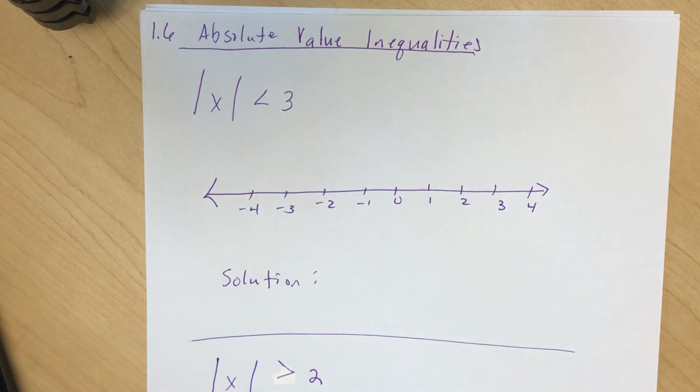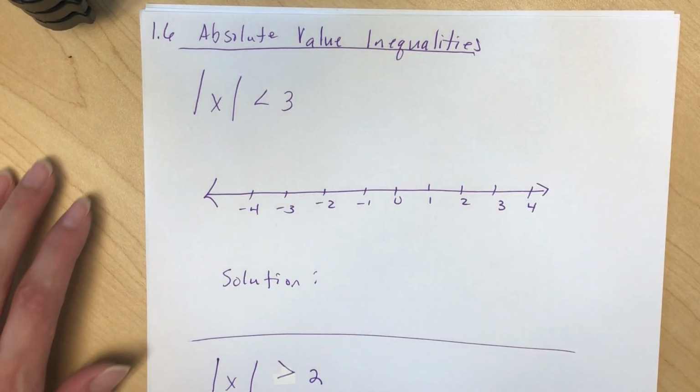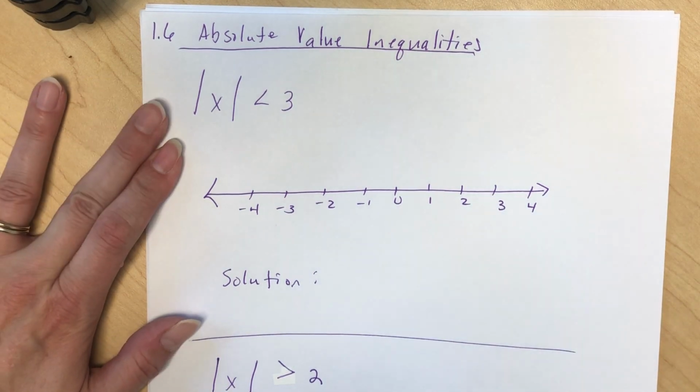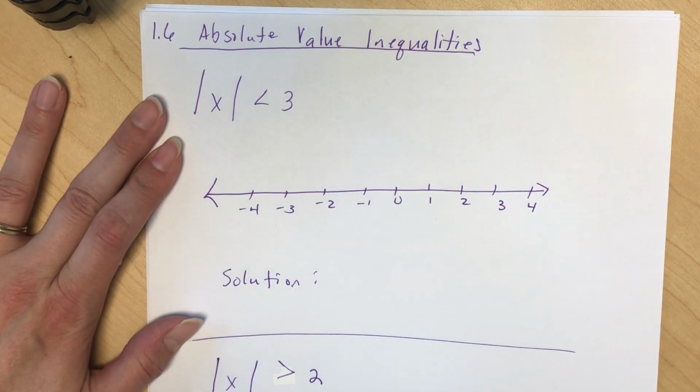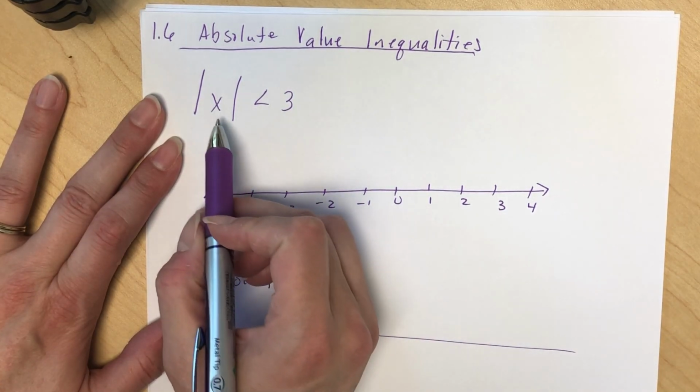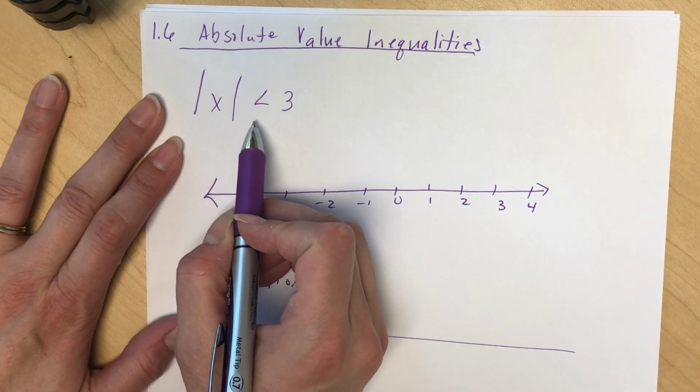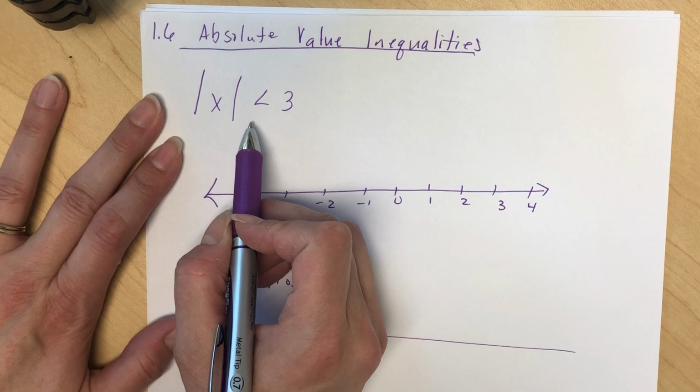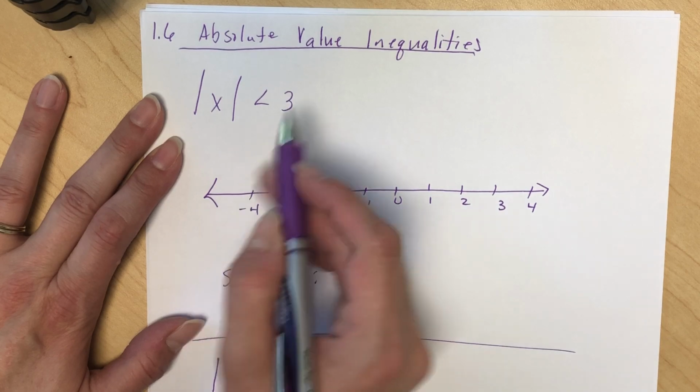Section 1.6, we're discussing absolute value inequalities. So let's look at an example of a less than and a greater than to understand what this means. We talked before about how absolute value means that you're looking at the distance between a number and 0 on the number line. If we're asked to find the absolute value of x less than 3, we're looking at all values of x that are less than 3 units away from 0.